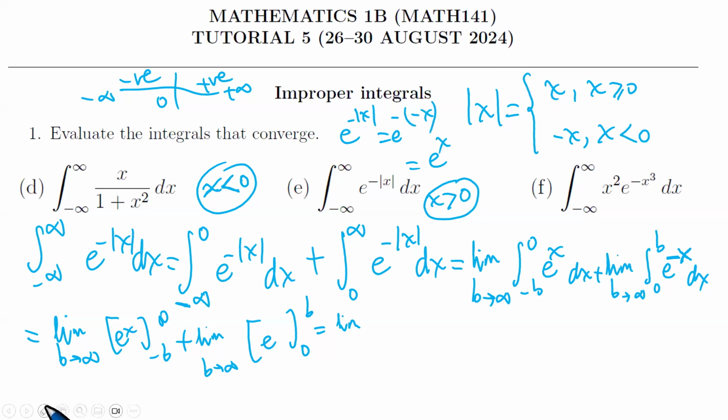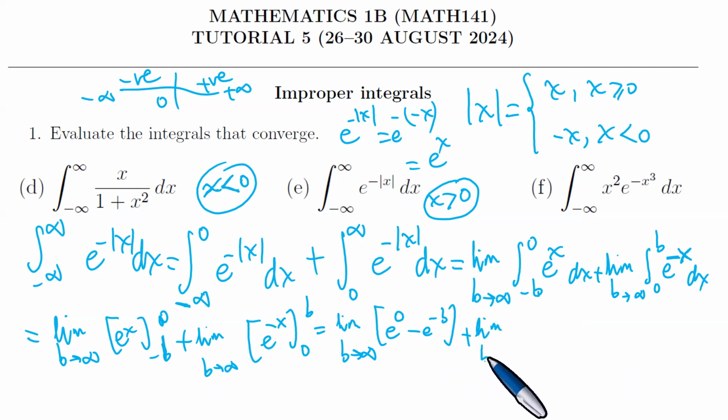Okay, good. So this one is going to be e to the minus x. I'm just using the notation that we can write everything b to infinity and then put minus b here and put b there. So this is what we have. Now if you substitute, it's going to be e to the 0 minus e to the minus b, plus the limit as b approaches infinity of e to the minus b minus e to the minus 0.